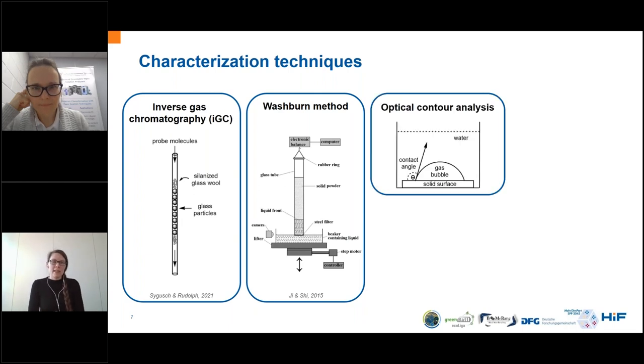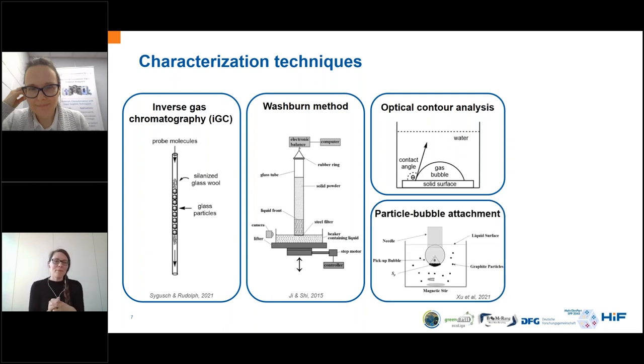We use the optical contour analysis method. There are different methods or conditions for how you can analyze this, but in our case we had a tiny glass vial with water inside. We put our particles in, attached them to the ground, put a gas bubble on top, and measured the contact angle. So the last three methods were more focused on only one parameter, so surface energy or contact angle.